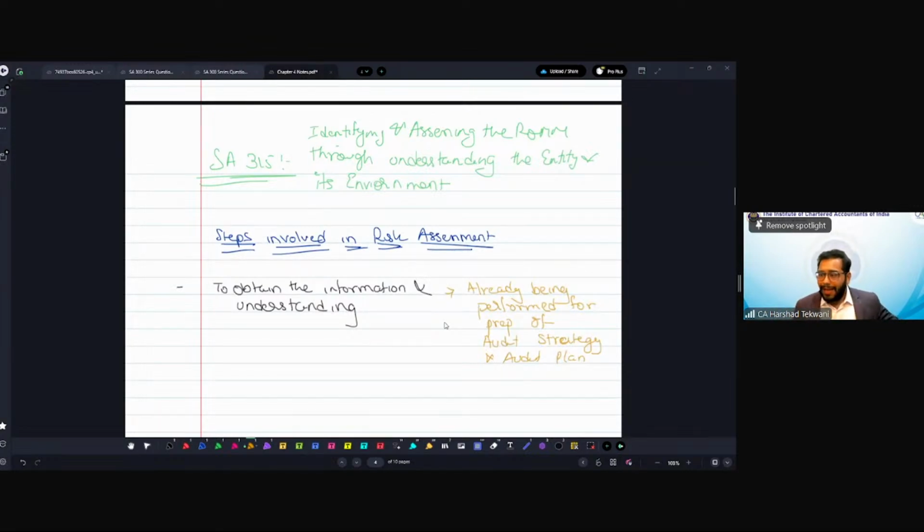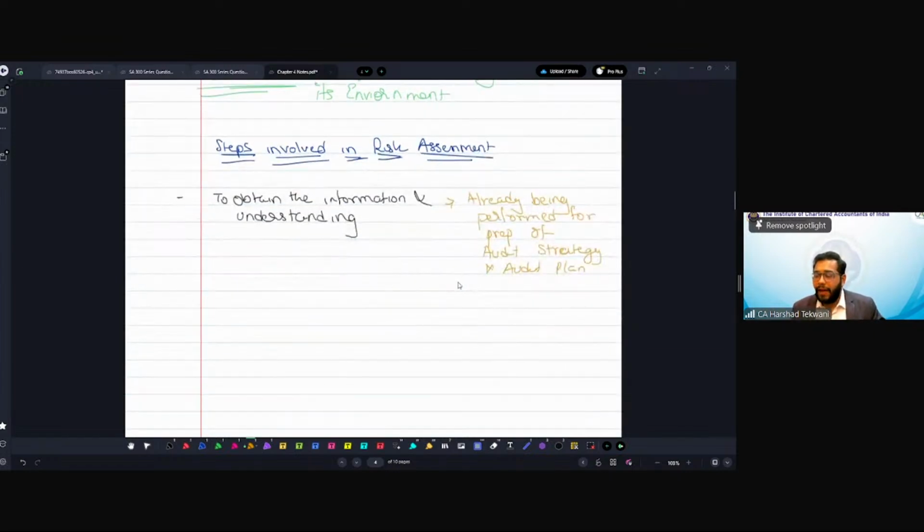Now, once you gather that information and understand it, you identify the areas which are high risk areas through some procedures, and that we need to understand. So the second step is performing risk assessment procedures.